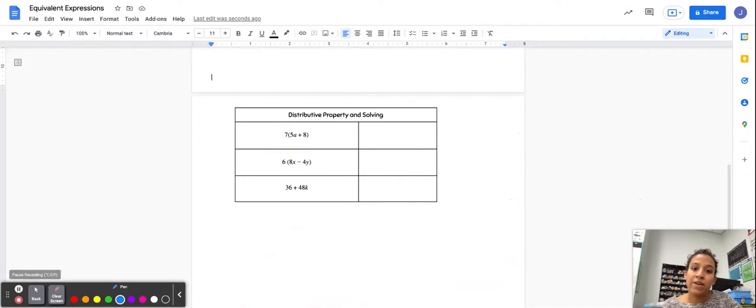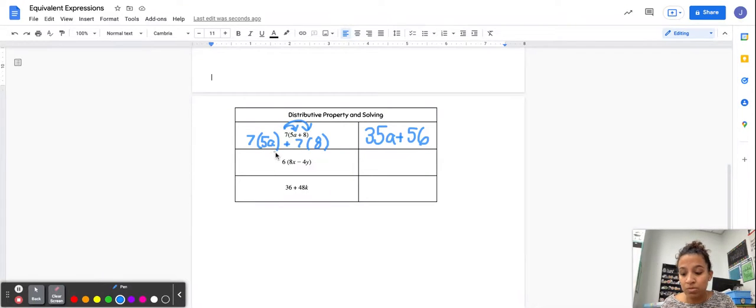Our last section here for finding equivalent expressions is using the distributive property. Remember that we're multiplying our 7, our number on the outside of parentheses, by both numbers on the inside of the parentheses. So 7 times 5a and 7 times 8, multiplying the 7 by both numbers inside. 7 times 5a is 35a. 7 times 8 is 56. So that's how we rewrote using the distributive property.